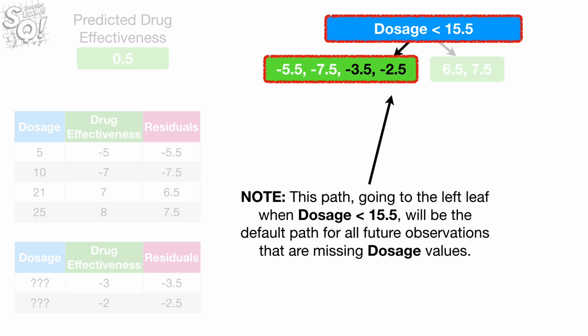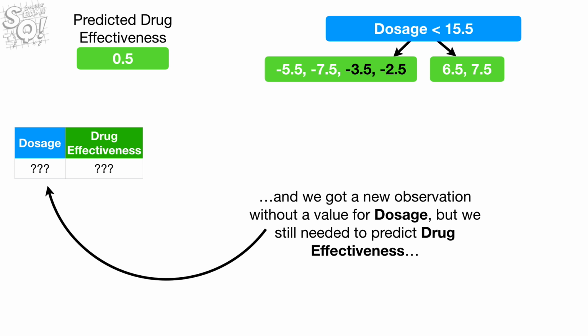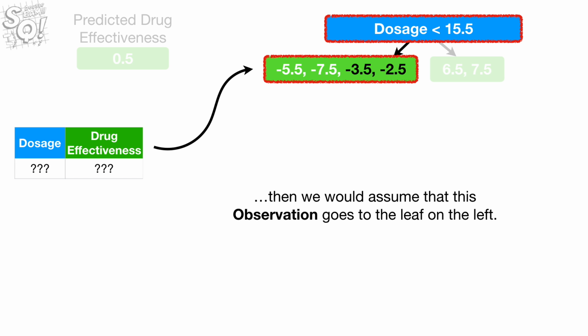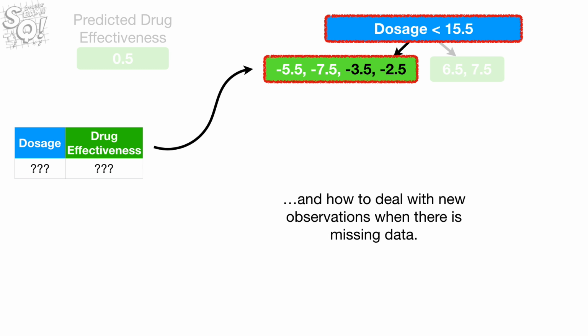Note: this path, going to the left leaf when dosage is less than 15.5, will be the default path for all future observations that are missing dosage values. For example, if this was the XGBoost model, and we got a new observation without a value for dosage, but we still needed to predict drug effectiveness, then we would assume that this observation goes to the leaf on the left. Thus, Sparsity-Aware Split Finding tells us how to build trees with missing data and how to deal with new observations when there is missing data.